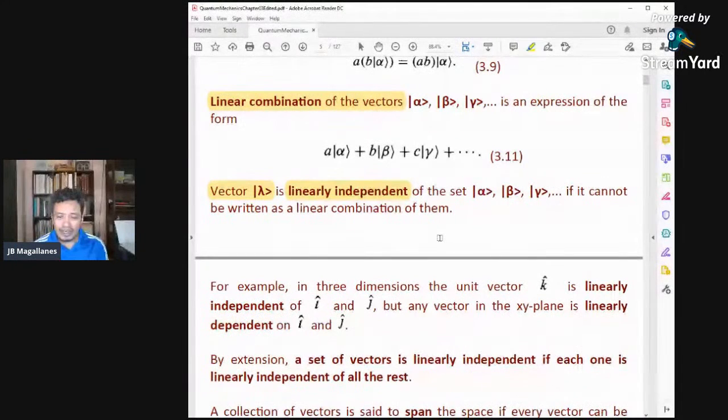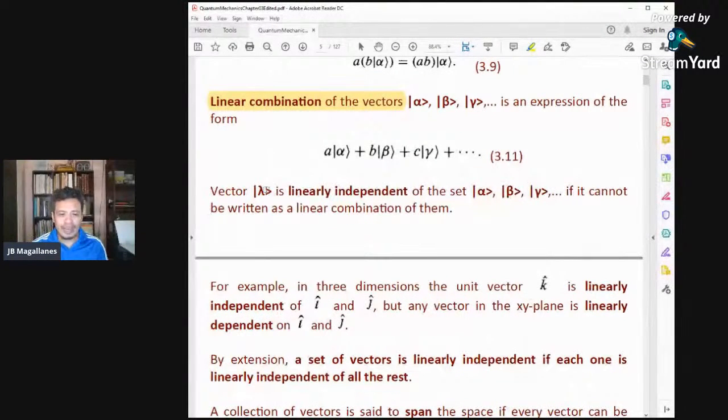So those are linearly independent, meaning they have different directions. They cannot be written in the direction of the other vectors. So i is independent of j and k. It cannot be written in terms of j and k. So that's what you call linearly independent vectors. i, j, and k are linearly independent vectors.